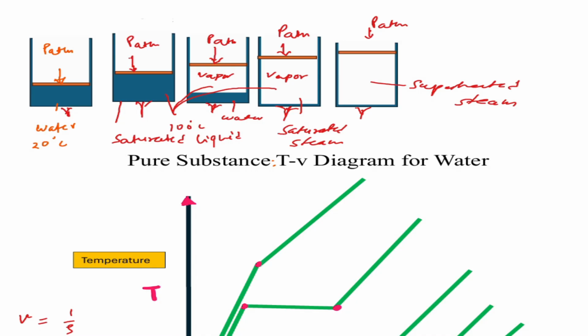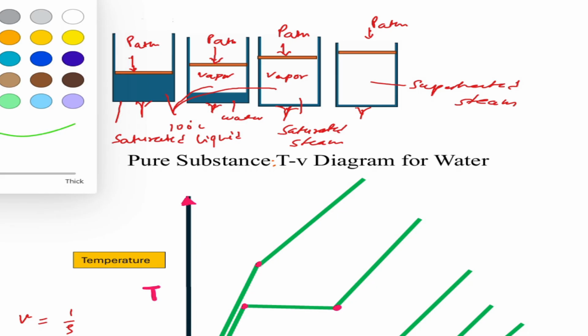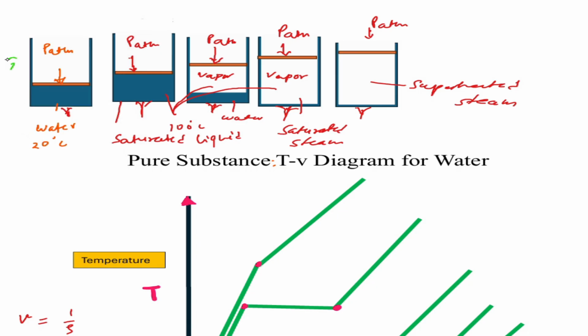So these are the 5 stages. This is state 1, this is state 2, this is state 3, this is state 4, and this is state 5. All these 5 states I want to draw in a temperature and specific volume diagram.